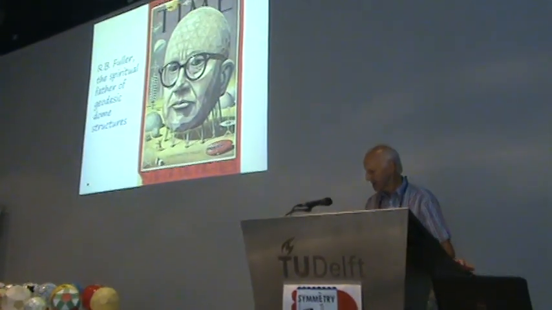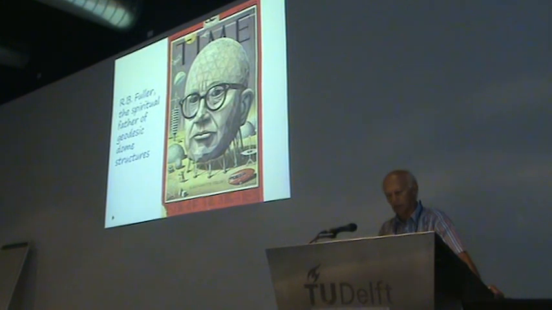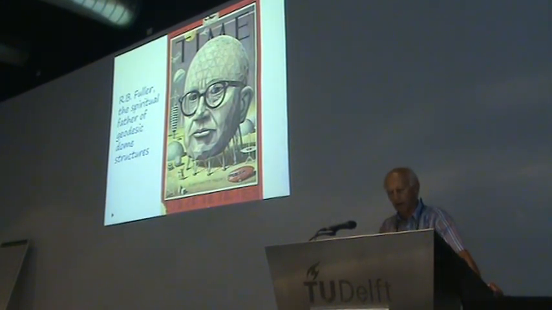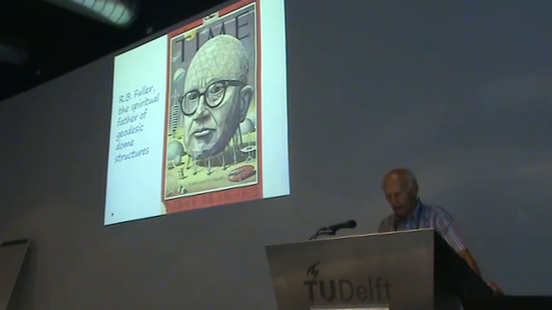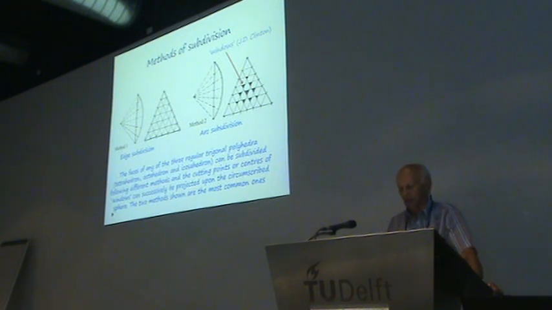Well, the next one is dome structure that I wanted to talk about a little bit. Fuller, of course, is the spiritual father of geodesic dome structures. This is the front page of Time, 1964, you may notice. But there are several methods of subdivision. Clinton discerns these two main kinds of difference.